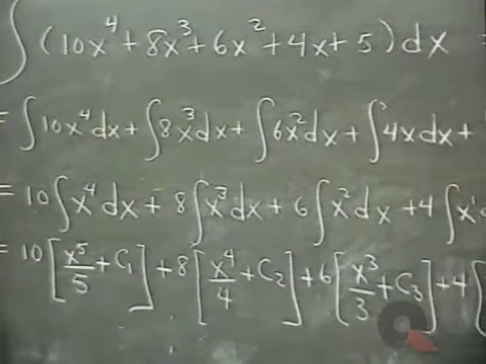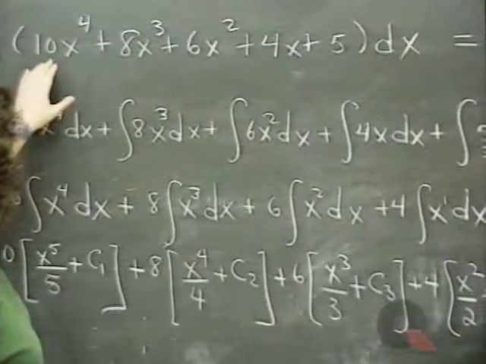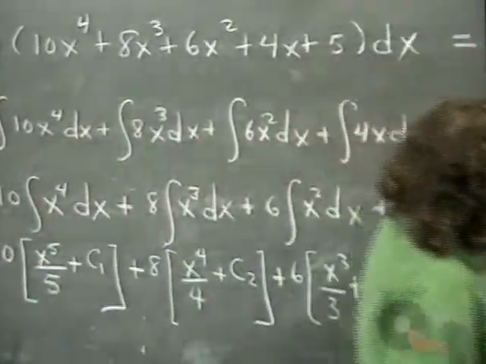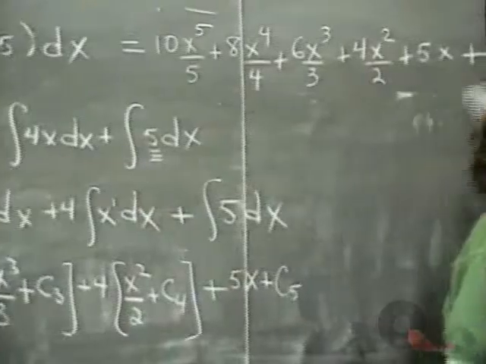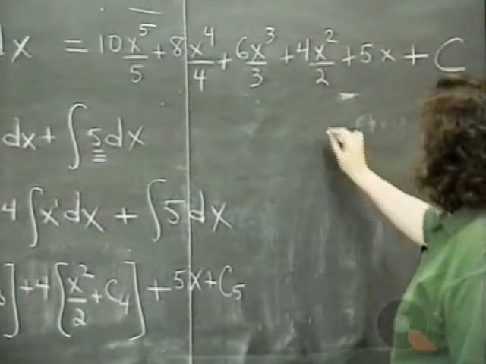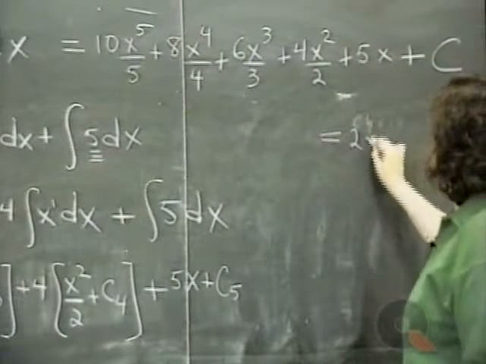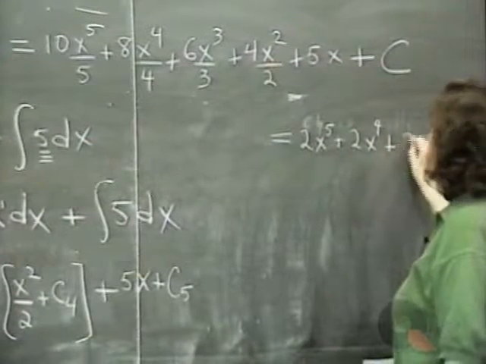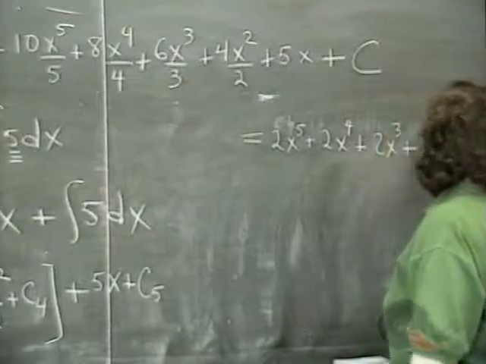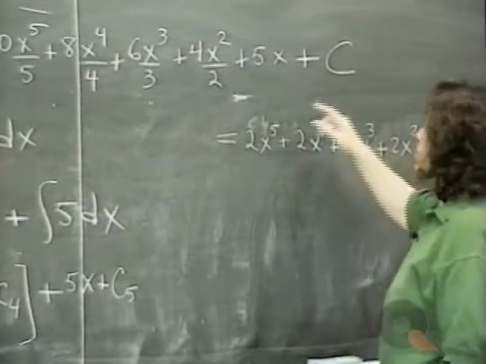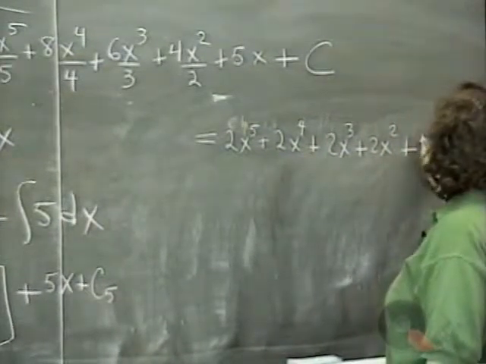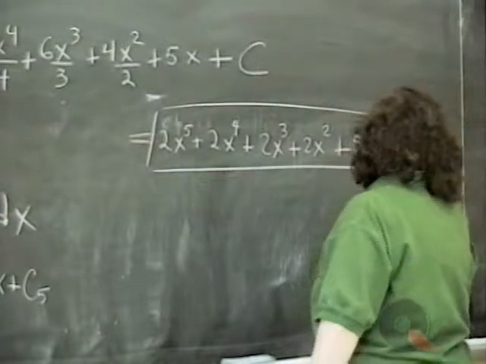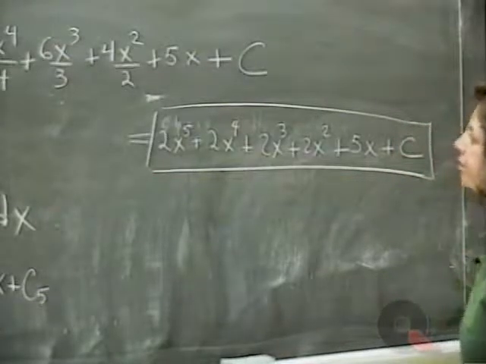So let's see what we have. The antiderivative of 10x to the fourth plus 8x cubed plus 6x squared plus 4x plus 5 gives us this plus c. Let's clean this up a little. What do we have for a final answer? 2x to the fifth plus 2x to the fourth plus 2x cubed plus 2x squared plus 5x plus c. This is our answer to this problem.